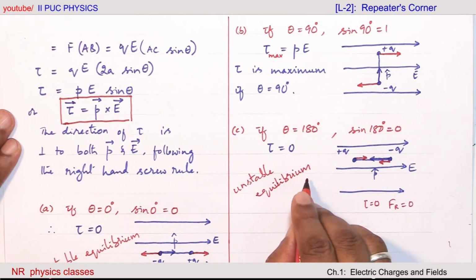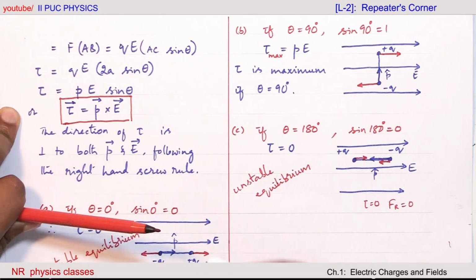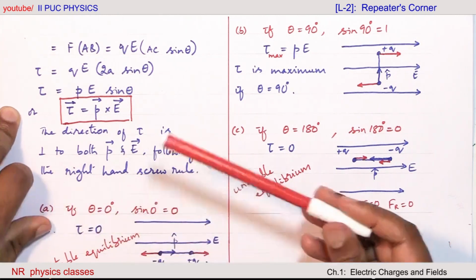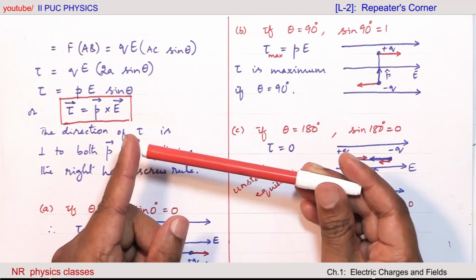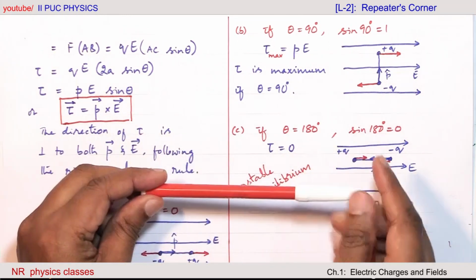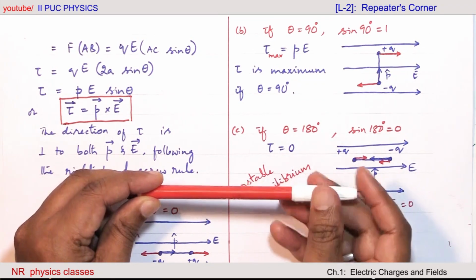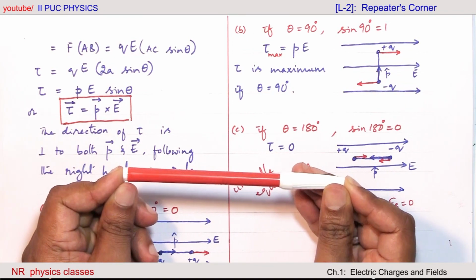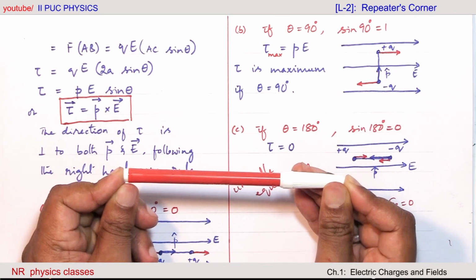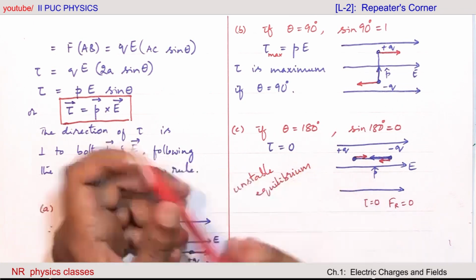What is the meaning of unstable equilibrium? If this is the pen, let me apply force on one end in this direction and this force in this direction. So as long as theta is exactly 180, resultant force is 0, torque is also 0. If it is slightly disturbed, then this scenario will change like this.